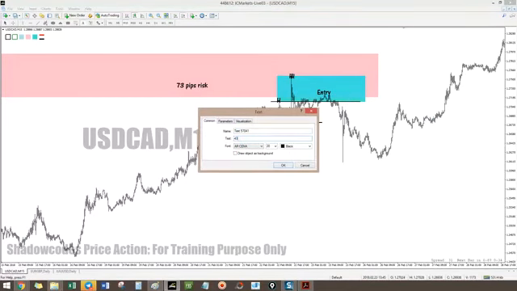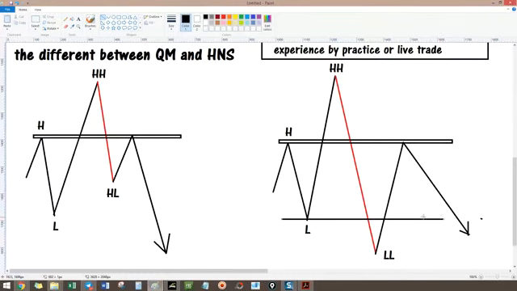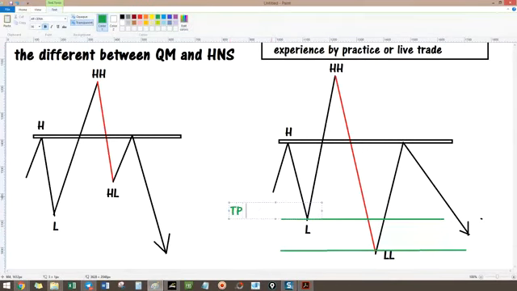Okay, so how to take profit? For QM, this will be take profit 1. Green. And this will be take profit 2. TP1 and TP2.